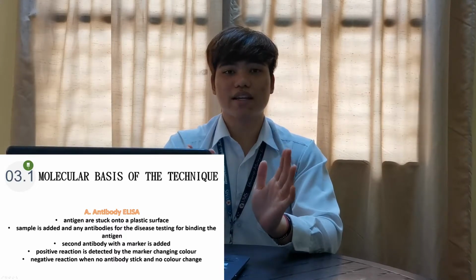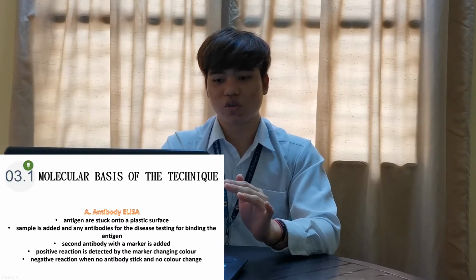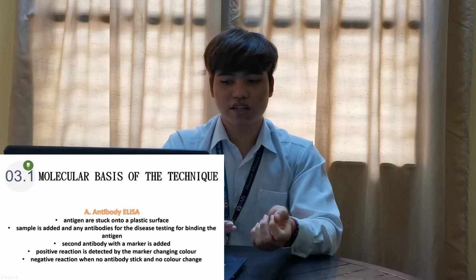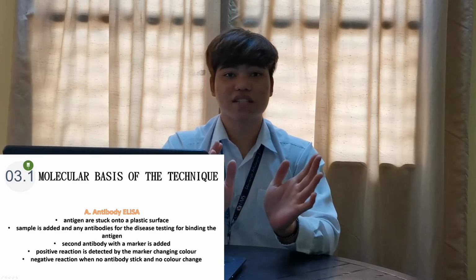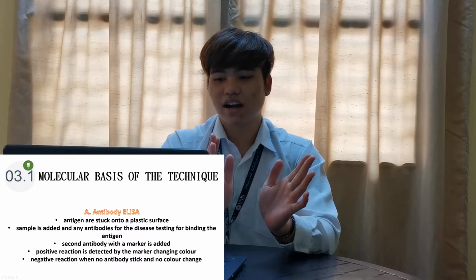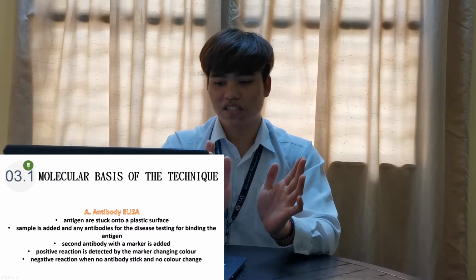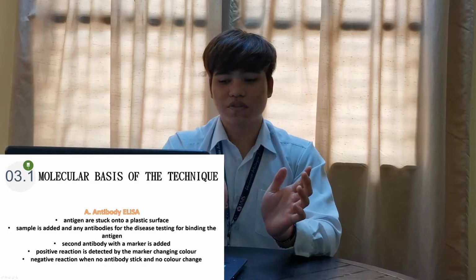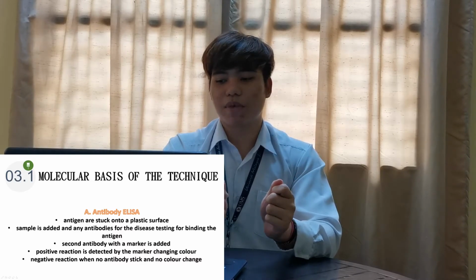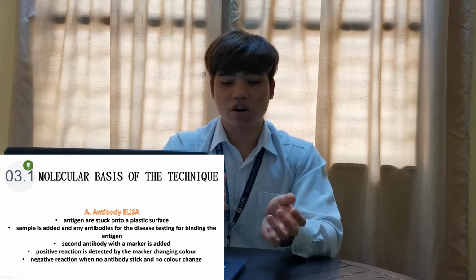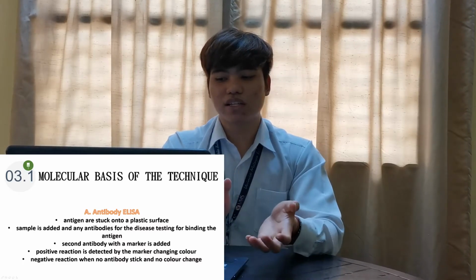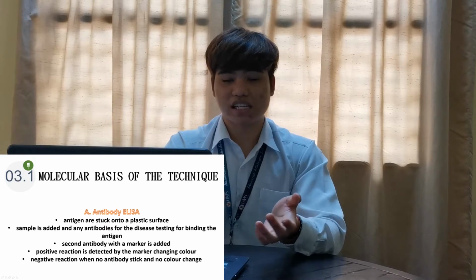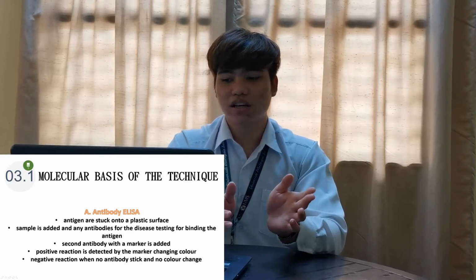Then another solution that brings a second antibody with a marker is added. The second antibody will bind to the first antibody from the sample of the disease. If a positive fraction is detected by the marker, a color change will occur. But for negative fractions, when no antibodies from the sample stick to the antigen, there are no color changes.